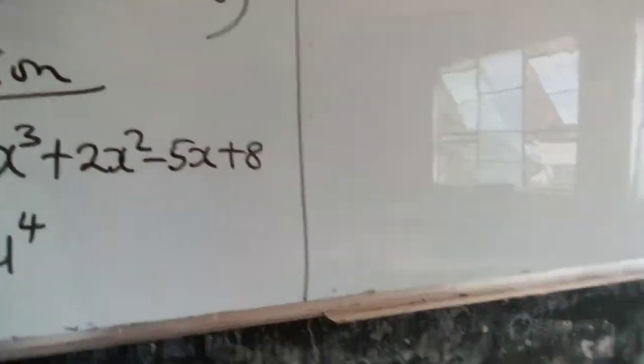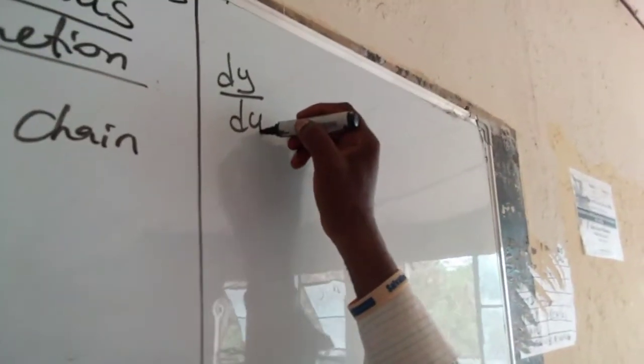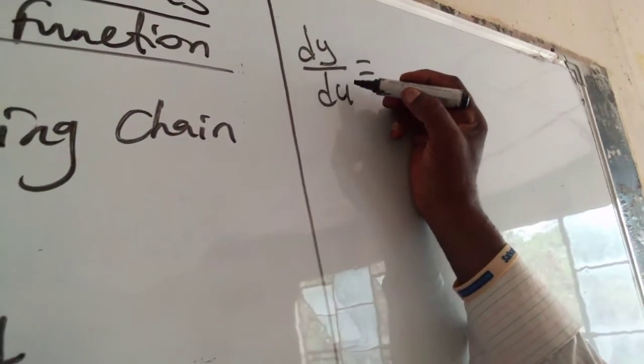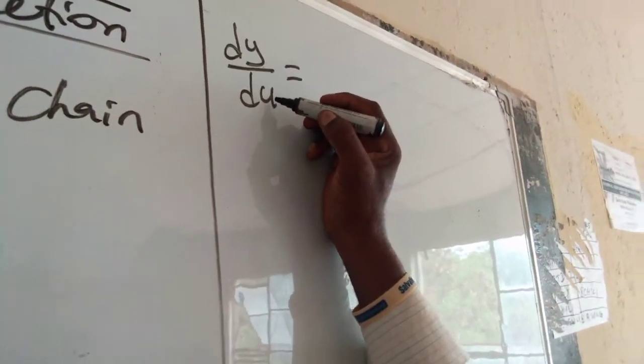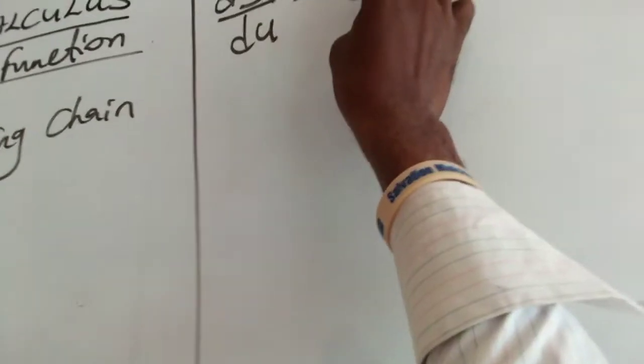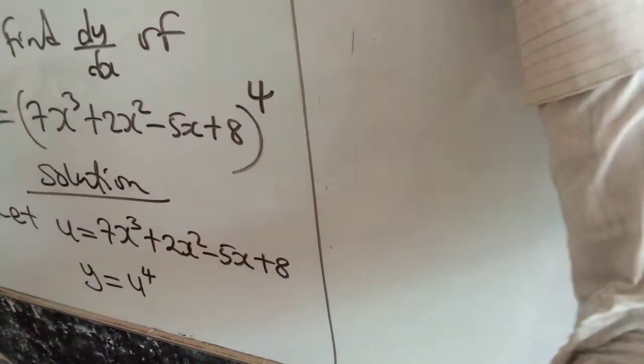So the next step, dy/du. You get your dy/du, meaning you differentiate y with respect to u. What does it mean? You go to the place where y is something that contains u, and differentiate that place. That is here. So if you differentiate it, this time it will give you 4, and 4 minus 1 will give you 3.